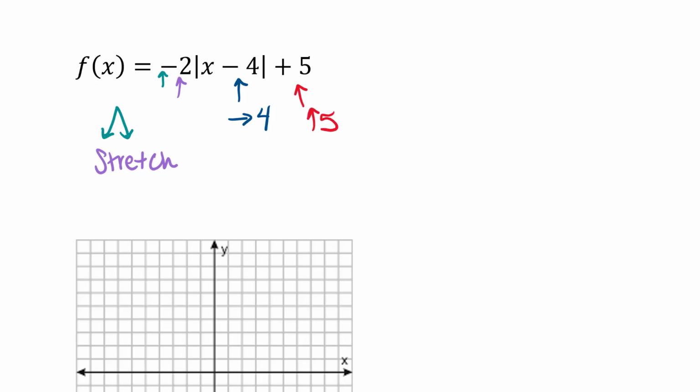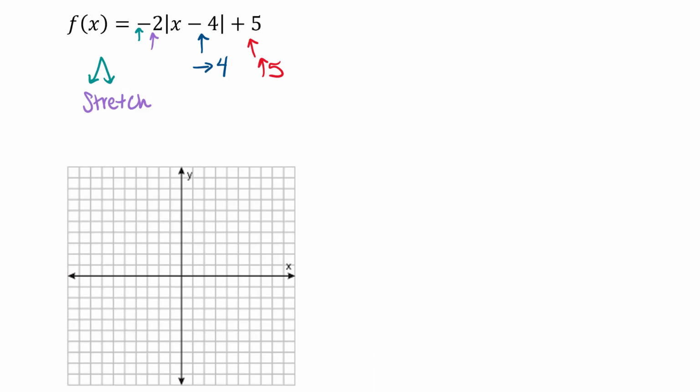So when I do that, I'm going to zoom out just a smidge. I'm going to start off at my origin, and I'm going to move to the right 4 spaces, and then up 5 spaces, because that's what it told me to do. That's what HK form told me to do. It told me to go to the right 4 and up 5. Now I know instead of my graph going up in a V shape, it's going to go down in an upside down V, and it's going to stretch.